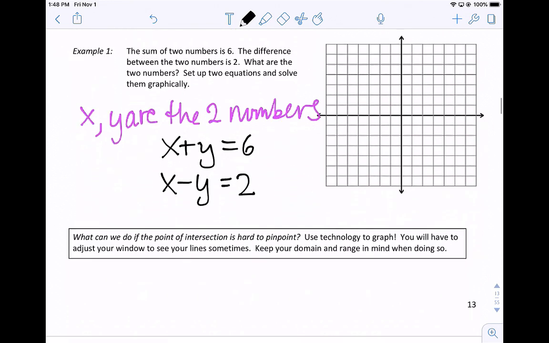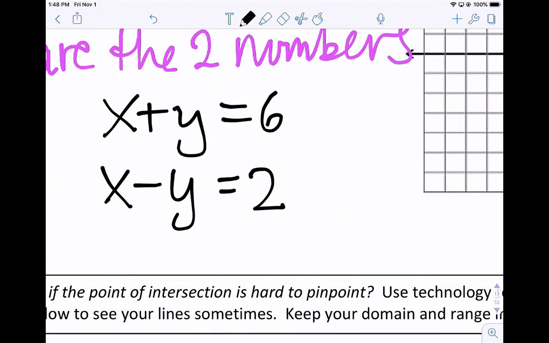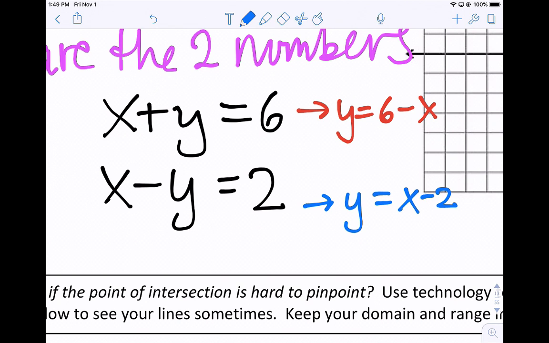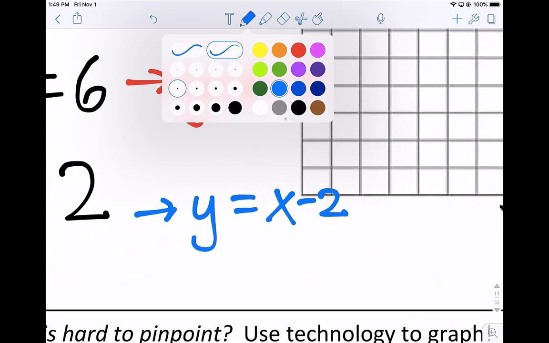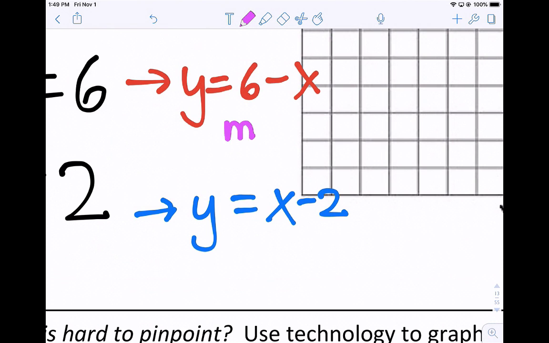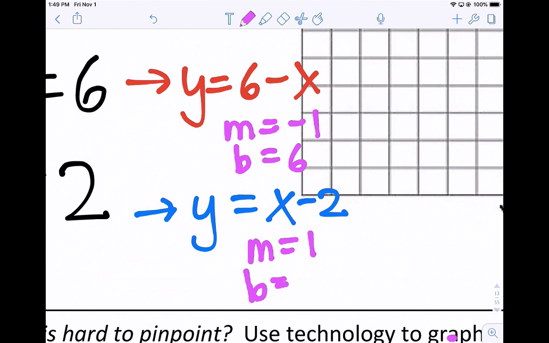Now to graph this, we'll want to get y by itself so we can see the slope and the y-intercept. So for the first one, we can take y and subtract x from each side and get y equals 6 minus x. For the second equation, we can add y to each side and subtract 2, so we'll get y equals x minus 2. So let's talk about slope and y-intercept for each of these. For the first graph, the slope is -1, and the y-intercept, I'll call it the b value, is 6. For the second graph, the slope again is 1, but positive this time, and the y-intercept is -2.